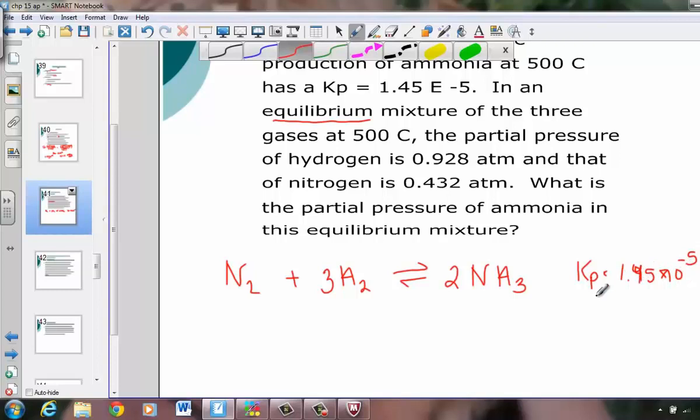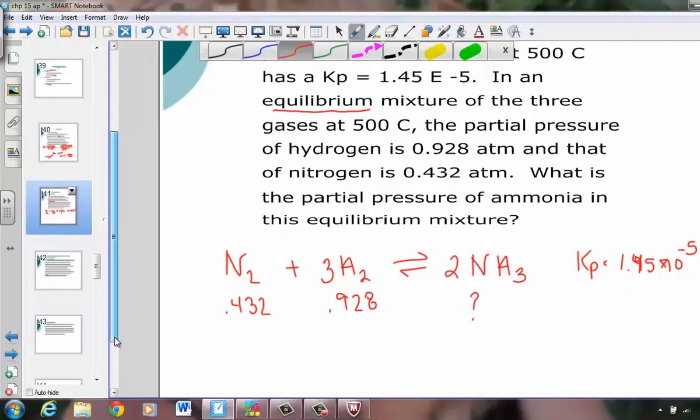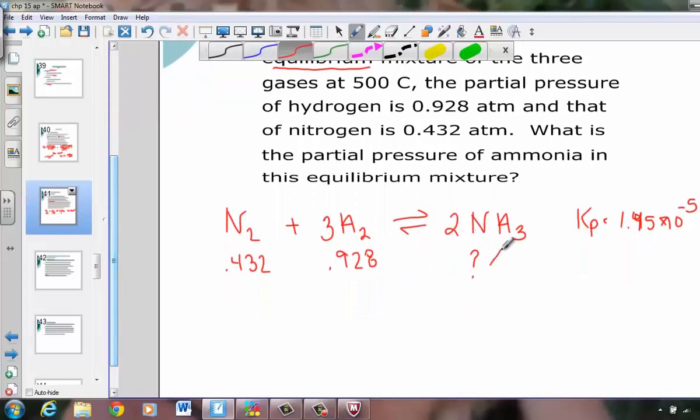And so we know the following. We have an equilibrium mixture already achieved. Hydrogen is at 0.928. I'm just going to tabulate what I know, and those are atmospheres. Nitrogen is at 0.432. And we know a Kp. What is the partial pressure of ammonia in our equilibrium mixture? Should we just call that X?